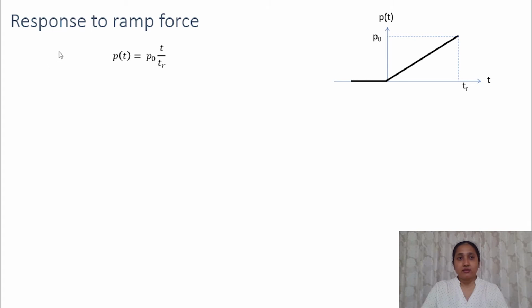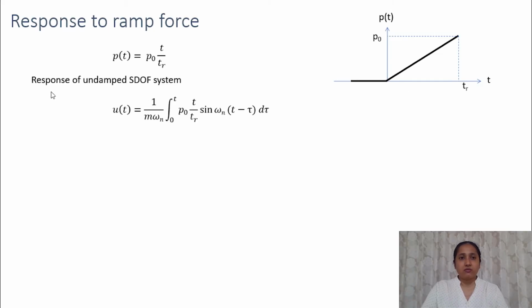Now let's see the response to a ramp force. That means a gradually increasing force. This force can be represented as p naught t by tr. So it is linearly increasing, and after some time tr it reaches the value p naught. So let's see how the response to this force looks.